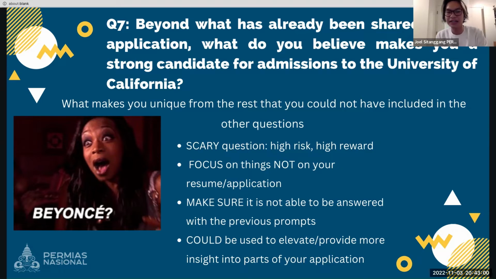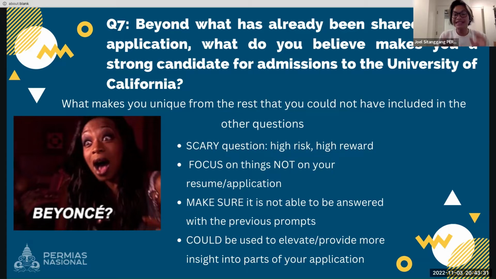High risk, high reward. I say this is scary because you're essentially saying, hey, admissions officer, I saw that you gave me 6 options, but I'm going to choose my own option. And so you better do a really good job in showing why you chose this question. Again, high risk, but also high reward. If you can manage to convince them to think, oh, this genuinely, you genuinely could not put this answer in any other 6 categories or any other places in your application, this is amazing.